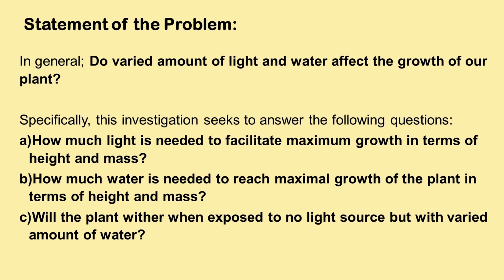Our general scientific problem is, do varied amounts of light and water affect the growth of our plant? And specifically, our questions are: How much light is needed to facilitate maximum growth in terms of height and mass? How much water is needed to reach maximal growth of the plant in terms of height and mass? Will the plant wither when exposed to no light source but with varied amounts of water?